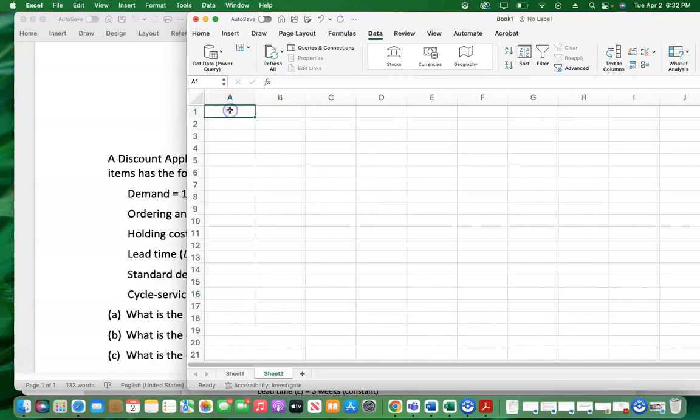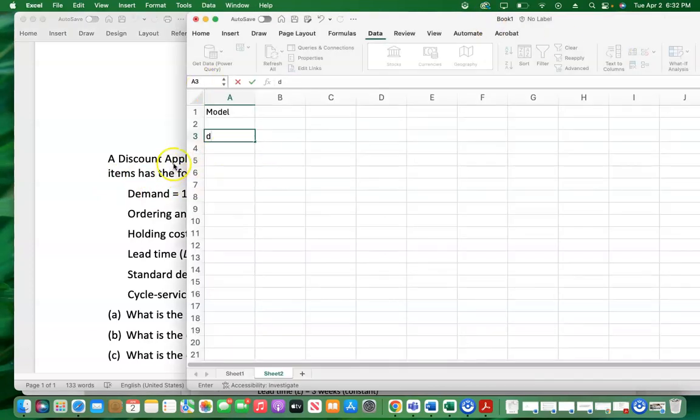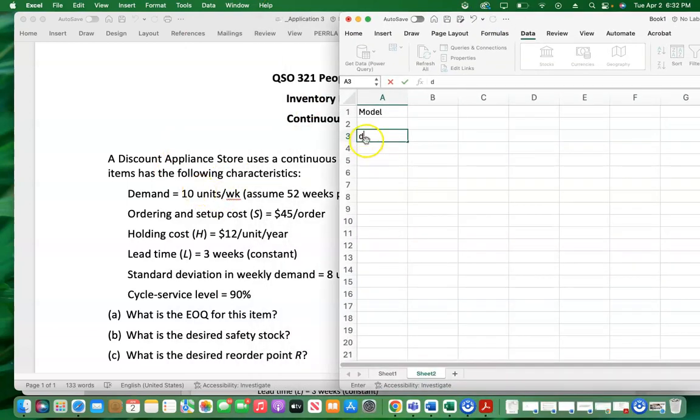So the first thing we can do here, let's write a model. And so we will put all the information we have in the spreadsheet. We are given the regular demand, and the demand here is 10 units per week. We are given 52 weeks a year. I'm doing it a little different from what we did in class, but it's the same.